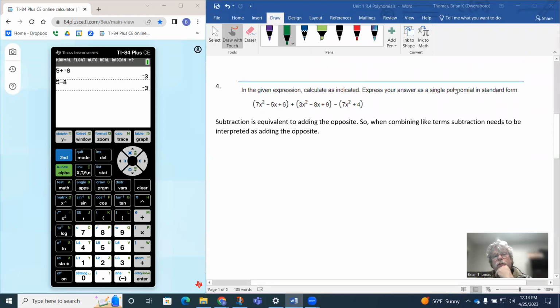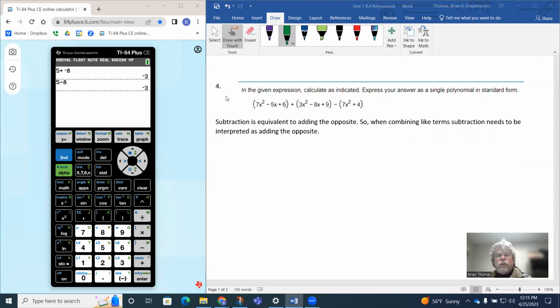So this is going to be modeling question 4 in my lab. When the given expression is calculated as indicated, express your answer as a single polynomial in standard form. So again, we are adding and subtracting polynomials in this lesson.